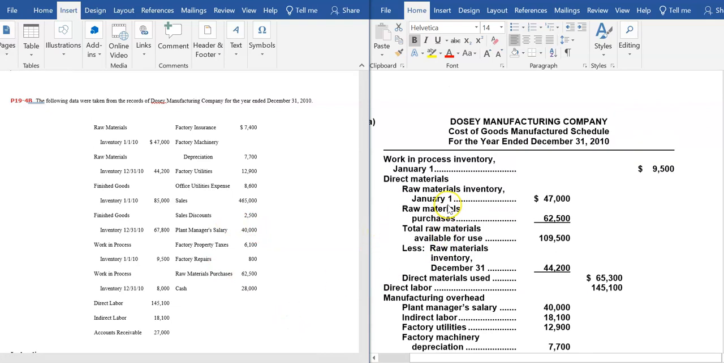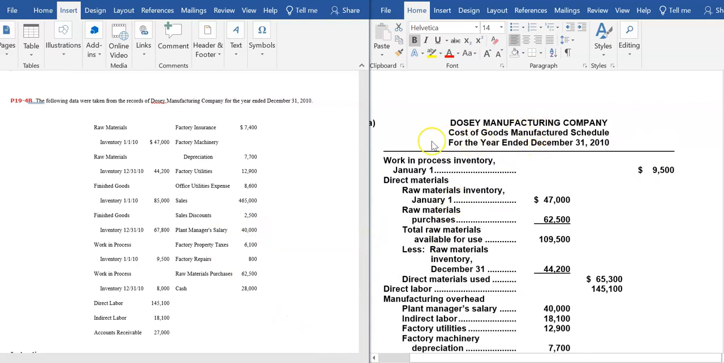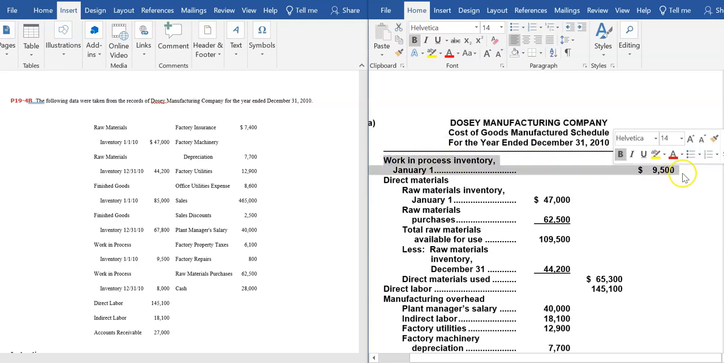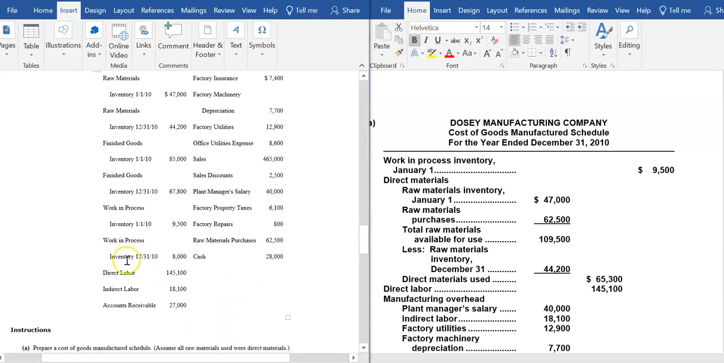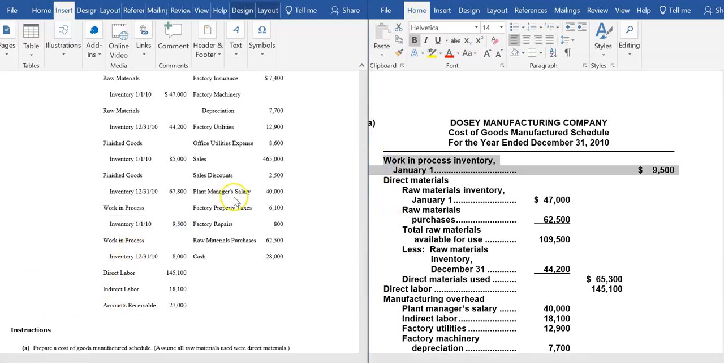Okay. Cost of goods manufactured schedule. First things first, we need the beginning balance in the work in process inventory account. Looking over here, here is our beginning balance in work in process, $9,500. Now we need to add the amount of direct materials used and added to work in process during the year.